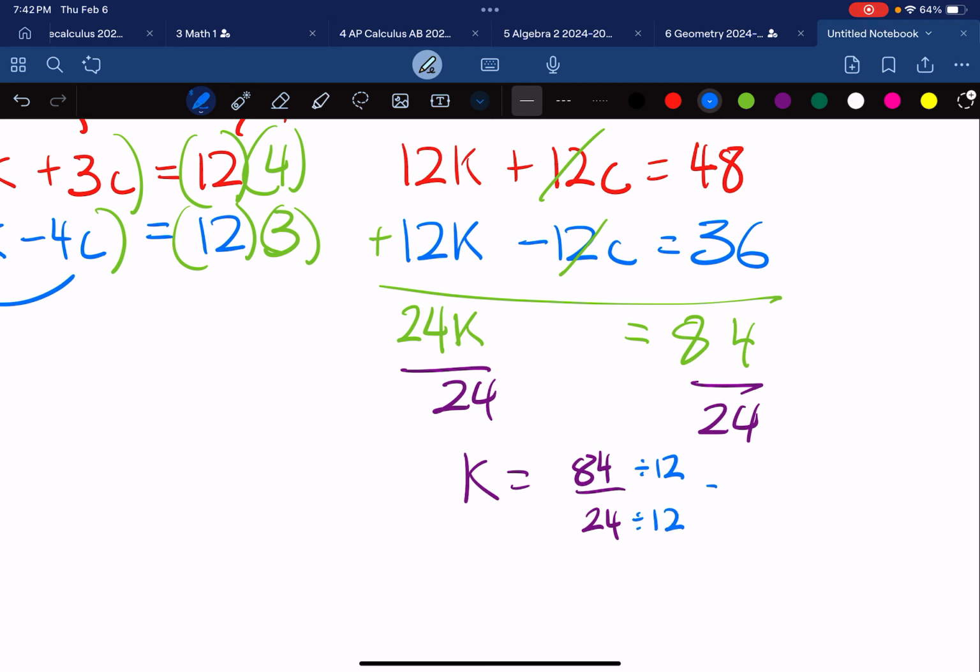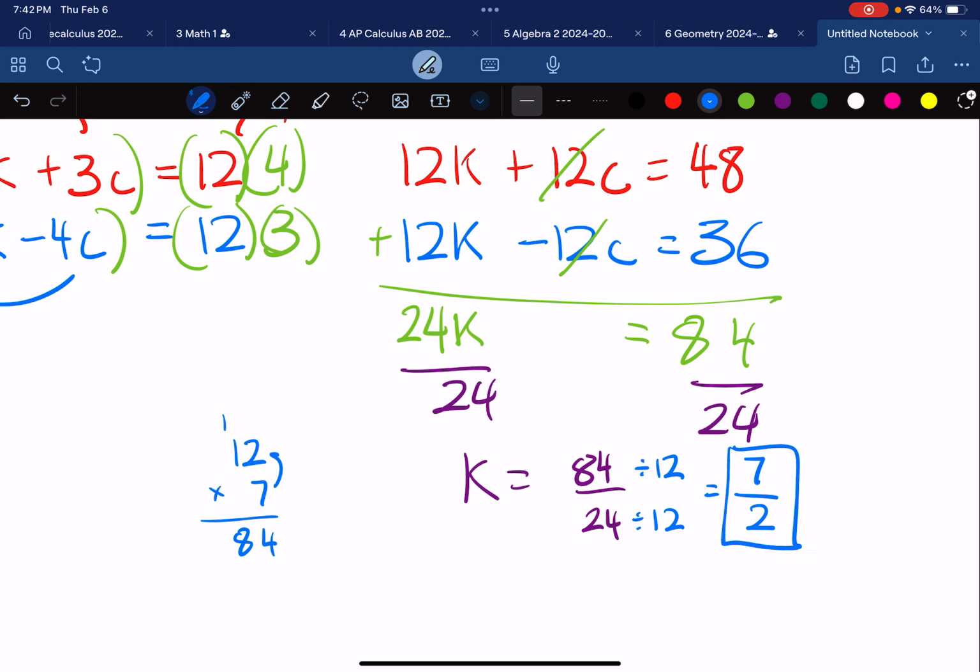I know the bottom is nice because that turns into a 2. Is the top, 84, divisible by 12? I want to say 7 times 12 is 84. Let me just double check that just in case you don't know. 12 times 7, I think, is 84. So 7 times 2 is 14, and then 7 times 1 is 7, plus the 1 is 8. So 84 is indeed correct. So I'm going to say that this is really 7 here. So 7 halves. The answer is 7 halves.